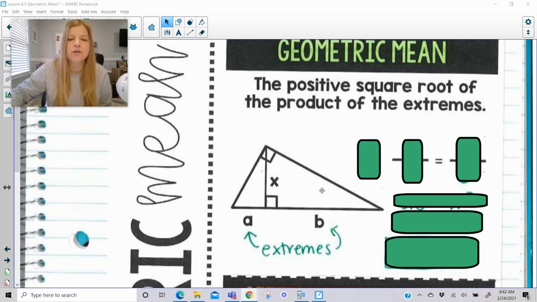So for example, when I show you this big right triangle, I've got a small right triangle here on the left, and I've got a medium-sized triangle here on the right. And notice what happens. The hypotenuse of this little right triangle is actually the smaller leg of the big right triangle.